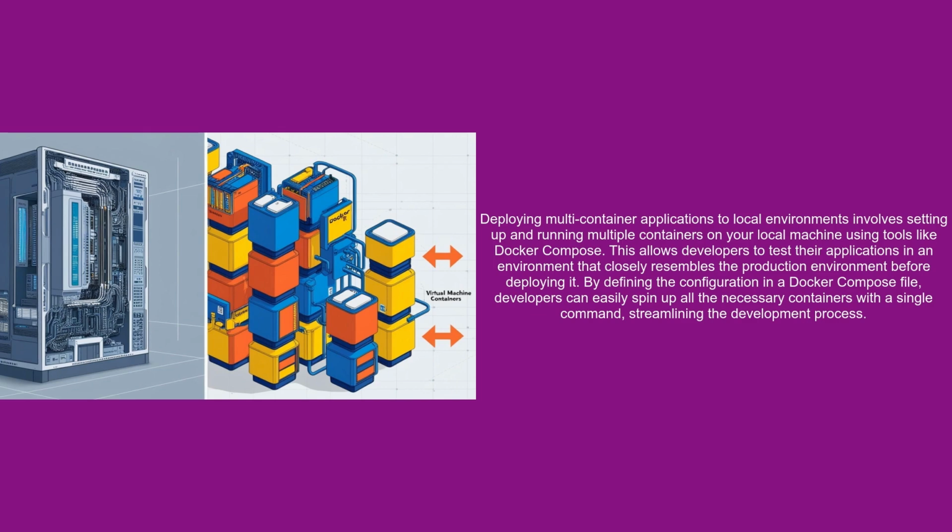Alright, so when it comes to testing out multi-container applications on your own computer, you'll want to use something like Docker Compose. This handy tool lets you set up and run multiple containers right on your local machine. It's super useful because it lets developers check how their apps will work in a production environment before actually deploying them. By putting all the setup details into a Docker Compose file, developers can easily fire up all the containers they need with just one simple command. This really helps streamline the whole development process and makes testing a whole lot easier.